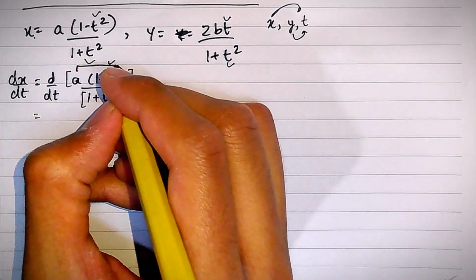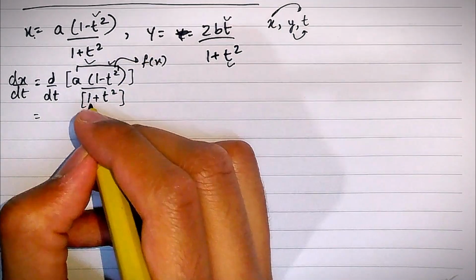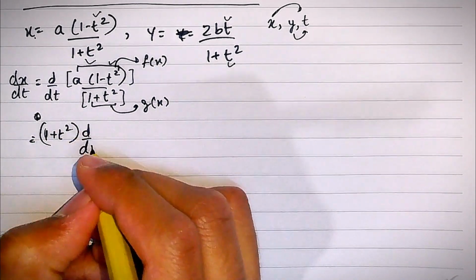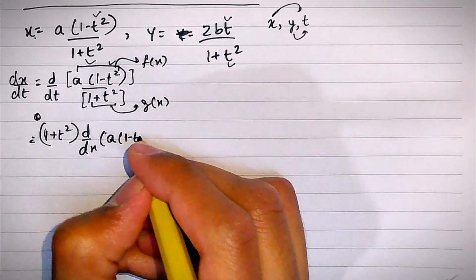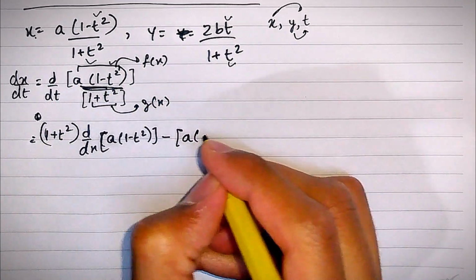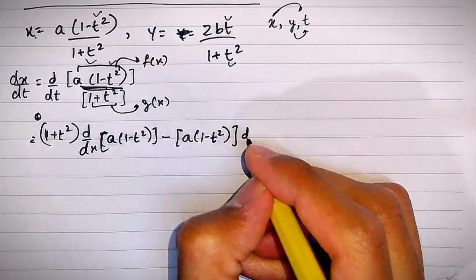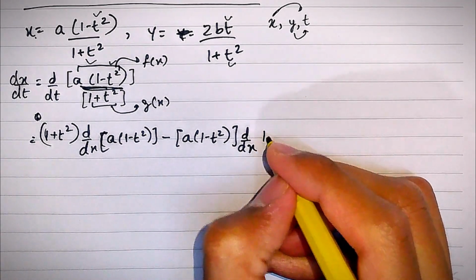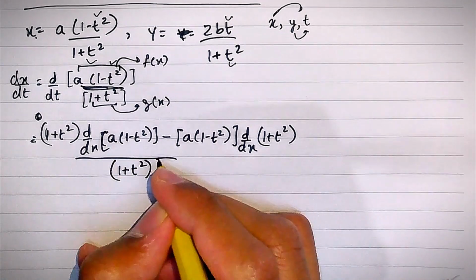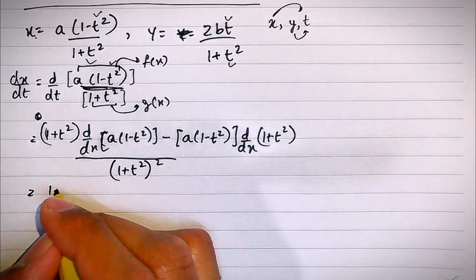So how are we going to deal with it? Consider this thing as one function, this is my f(x) and this is my g(x). Second function as it is, 1 + t², times the derivative of the first function a(1 - t²), minus, because it is division, the first function a(1 - t²) times the derivative of the second function, 1 + t², and in the denominator we have the square of the second function.